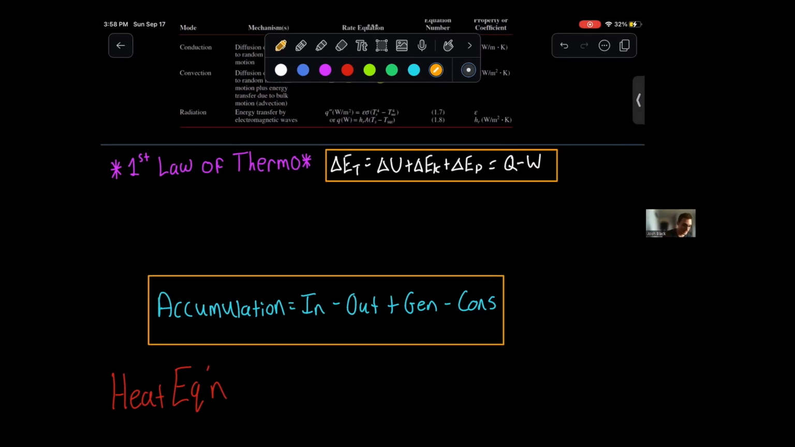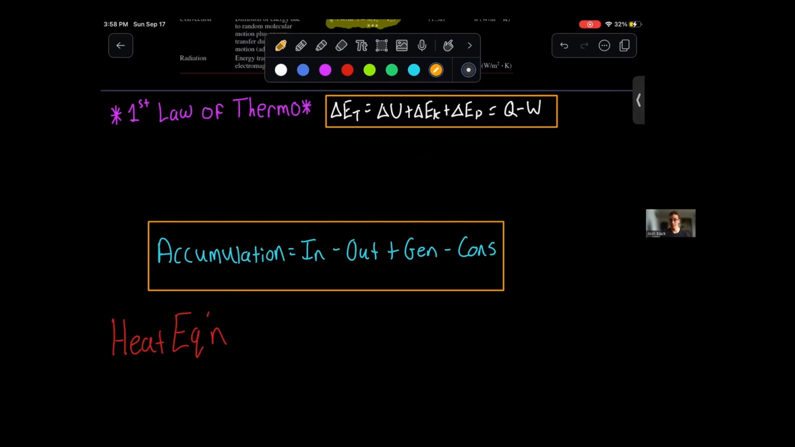What is very important, though, is this term here. Accumulation is input minus output plus generation minus consumption. So in a system, the accumulation of anything, and this can be energy, this can be heat, this can be heat rate, this can be Gibbs free energy, entropy, anything, the accumulation is equal to, in this case, we'll say heat rate, the heat rate in minus the heat rate out, plus the heat rate generated within the system minus the heat rate consumed inside the system. Cool. Hopefully you follow.